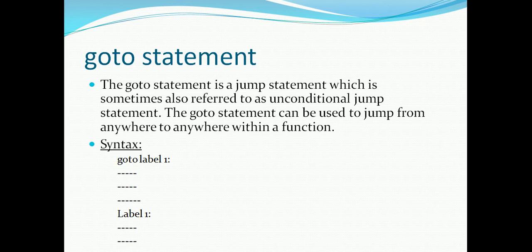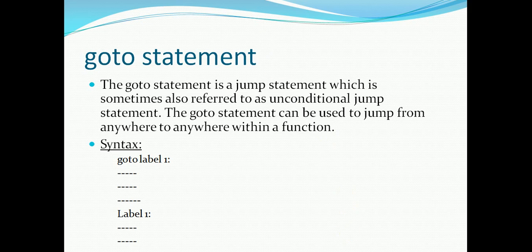For example, our program consists of 100 lines. From the 5th line I want to go to the 95th line. Then what we do, we write goto 95 line. That means our control jumps to the 95th line. Right? Now after executing the statements from the 95th line, from where did you come? You came from the 5th line. So control comes back to the 6th line. This is the use of the goto statement.